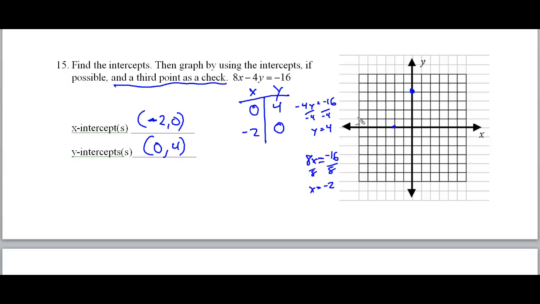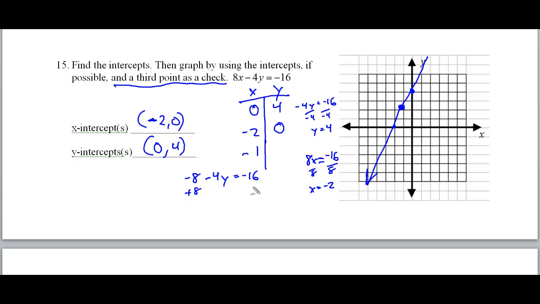Now, it says use a third point as a check. I'm not going to be checking on your test to see if you do this. If you trust your values here, be my guest and just connect the lines and say, okay, I'm good. But what I would do is check a point, maybe the point in between these two. So I'm going to check -1 on my x. Let me put that into the equation. So -8, that's plugging my -1 in for x, minus 4y equals -16. Let's do these values and hope I get an answer of 2 here.